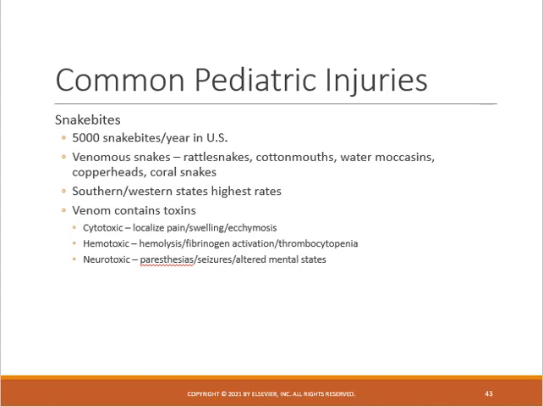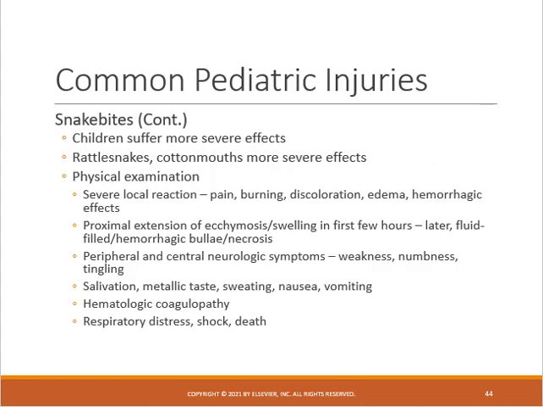Snake bites, we're just going to talk about this briefly. Venoms contain different toxins. Cytotoxic could cause localized pain and swelling. Hemotoxic, you could have hemolysis, activation of the fibrinogen cascade, and thrombocytopenia. Neurotoxic, you can have paresthesia, seizures, altered mental status. On your physical exam, you're going to be looking for local reactions, pain, burning, swelling, discoloration. You're going to want to watch for proximal extension of the bite in the few hours afterwards.